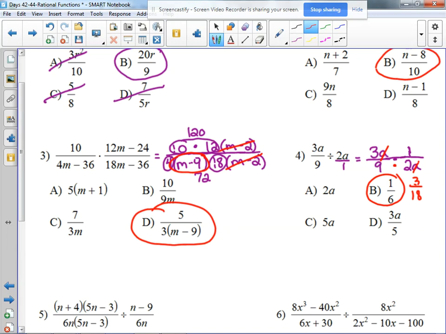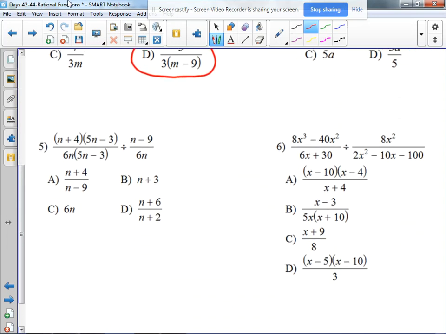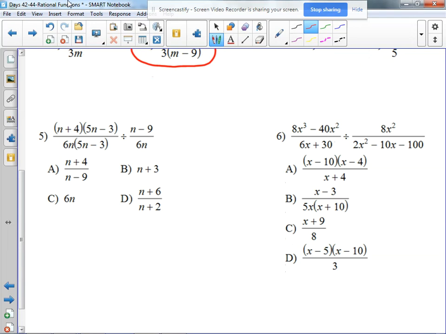So in this case, the variable did cancel. And that happens sometimes. So that's okay. Let's look at number 5. Again, it's in factored form, so the only thing we need to do is to mark this out and flip it over.